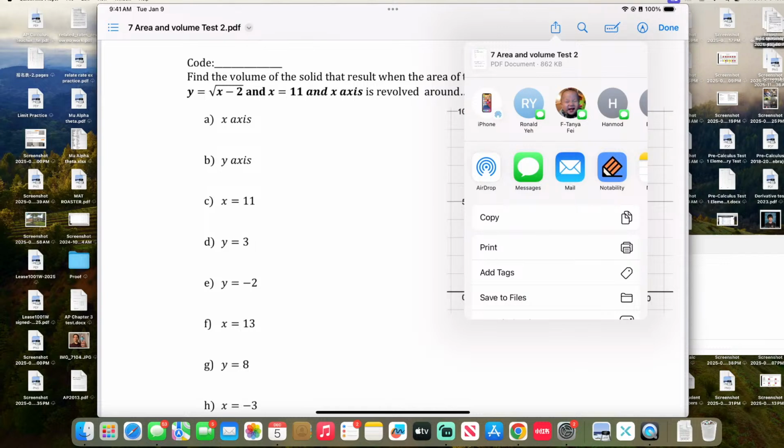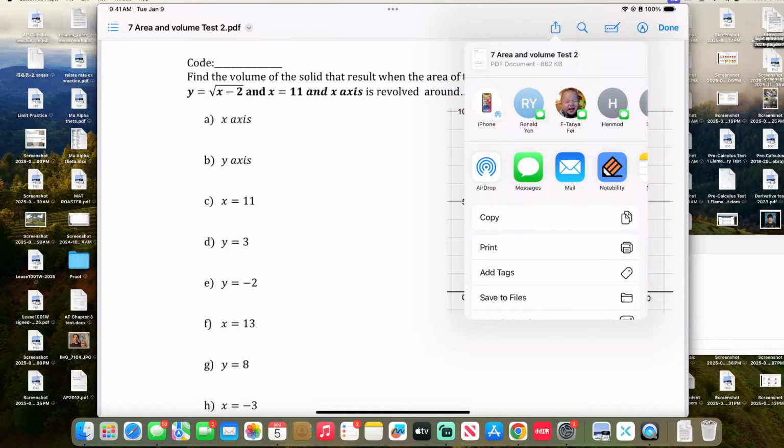Wait, no, that's wrong. That's wrong. Think about if you were thinking about this. Take away this. You want to take away this one. That would be, what is this? 11 minus y squared.